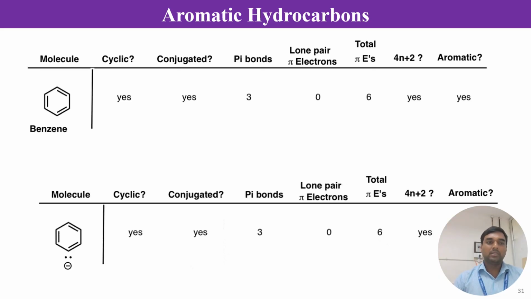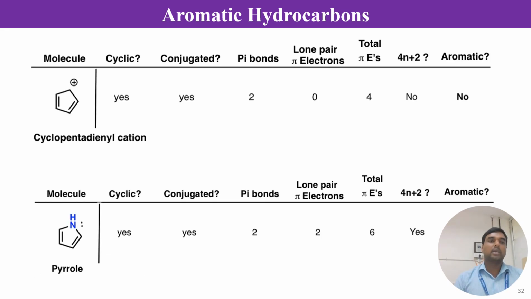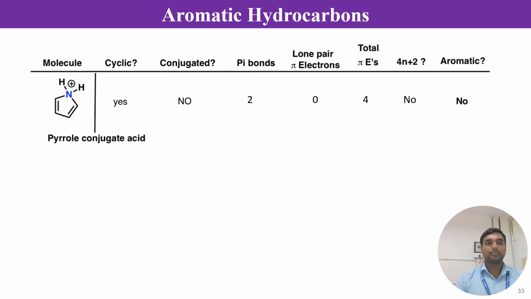So benzene and the benzene carbanion both are aromatic compounds, because the negative charge is perpendicular to the p orbital, so no need to consider it. Again, the cyclopentadienyl cation is a 4 pi electron system, but it's not aromatic. Whereas pyrrole, because the lone pair needs to be considered as it's parallel to the p orbital system, can be called an aromatic system.